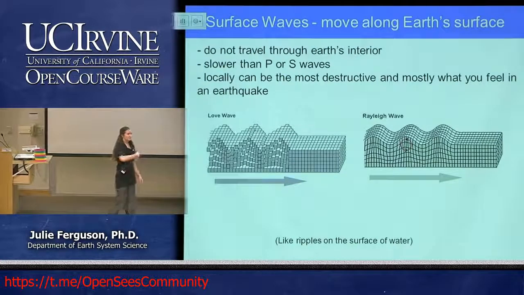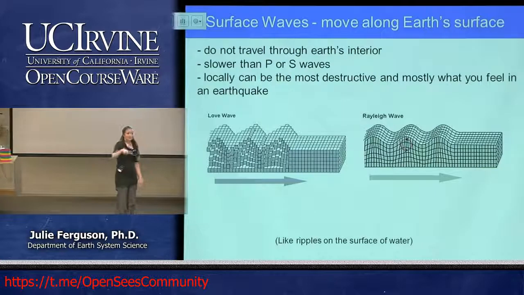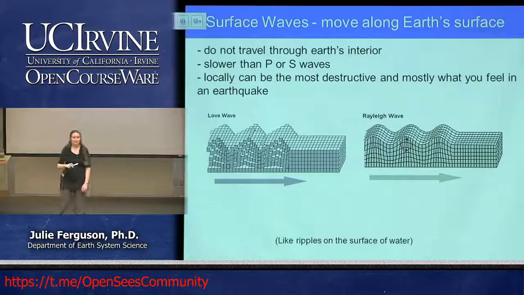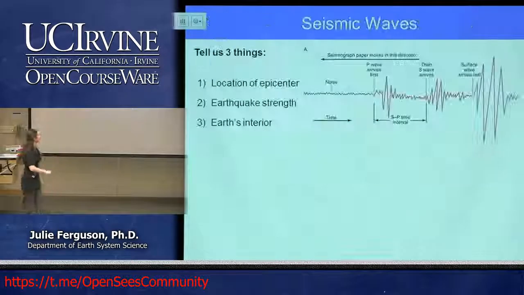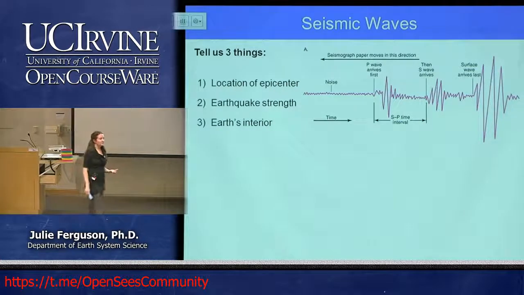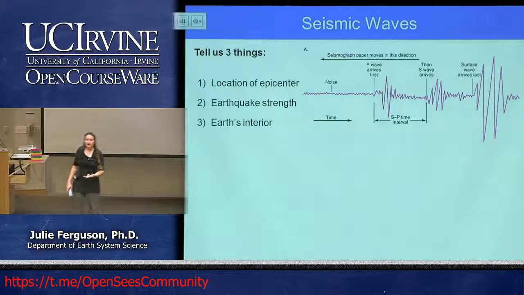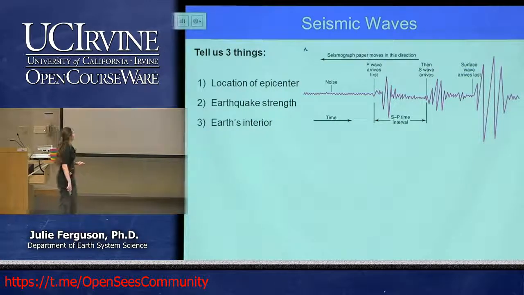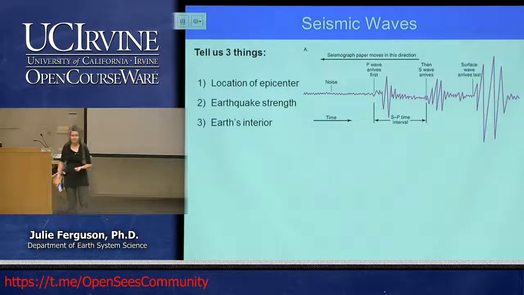Love waves are backwards and forwards, and Rayleigh waves are sort of circular, and these are the damaging waves. Okay. So these seismic waves can actually tell us a lot of information. There are three things that we can learn from seismic waves. First of all, the location of the epicenter.